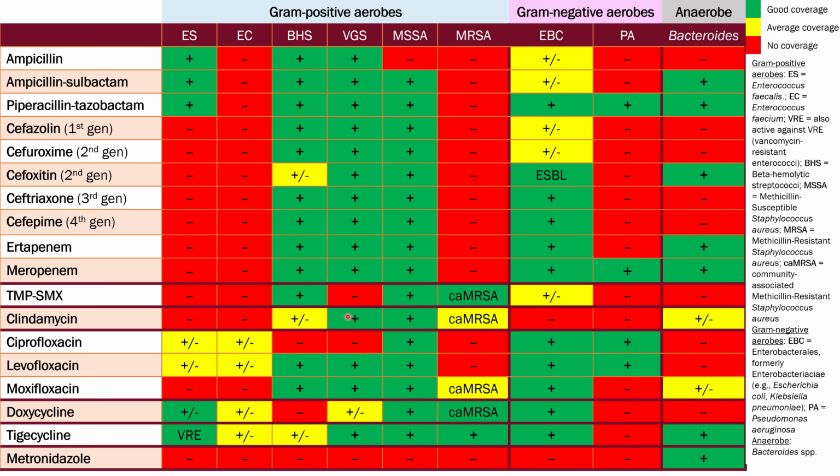Clindamycin is also active against Viridans-group strep. Some of the newer fluoroquinolones, so levofloxacin and moxifloxacin, have good gram-positive activity. Doxycycline has poor activity against Viridans-group, and tigecycline has great activity.